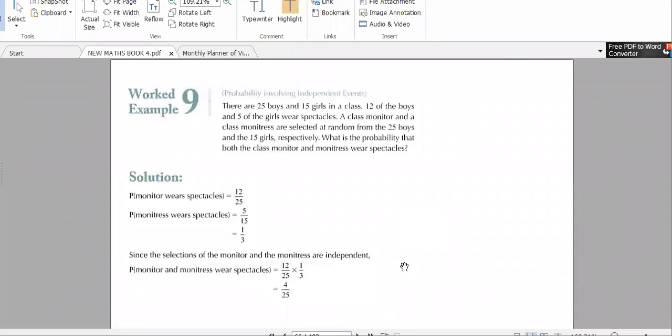Their individual probabilities will be multiplied to get the probability that both the monitor and monitress wear spectacles. So 12 over 25 multiplied by 1 over 3 gives you 4 over 25. So this is the case when the events are independent.